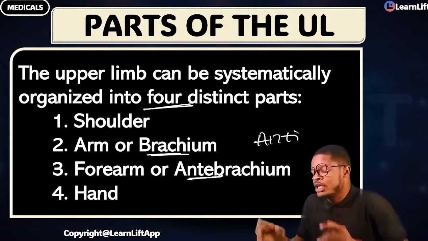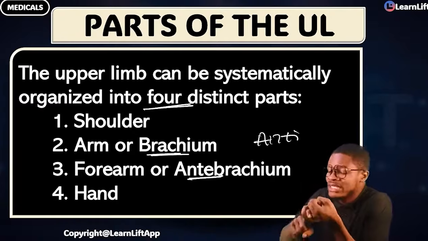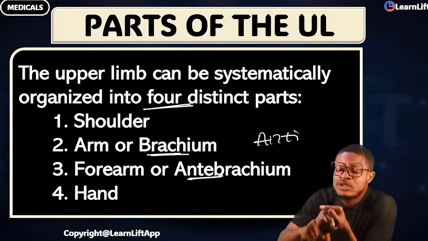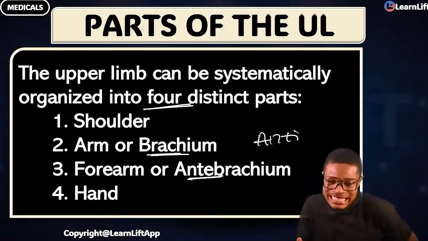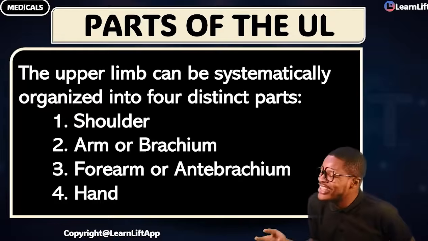So call the 4 of them for me. Number 1 is called the shoulder. Number 2 is called the arm or the brachium. Then we have what is called the forearm or the antebrachium. And then number 4 is called the what? Hand. If you get this very quickly, I will always show you.